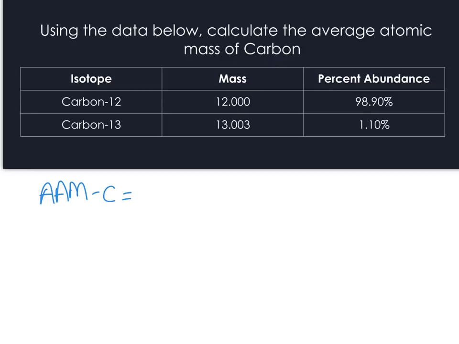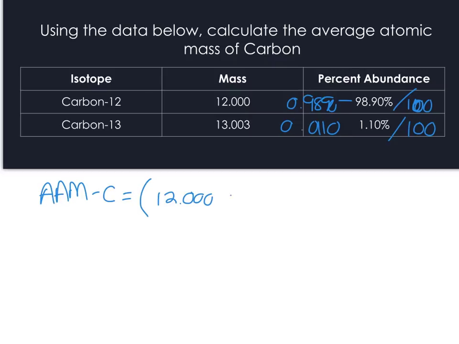These are two different isotopes of carbon, one with a mass of 12.000 and one with a mass of 13.003. The percent abundances are on the right. First thing we need to do is get our percents into decimals, so divide them by 100. That's going to give us, for the first one, 0.9890, and for the second one, 0.0110.